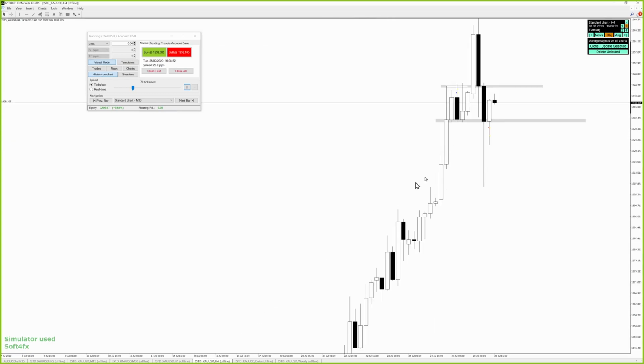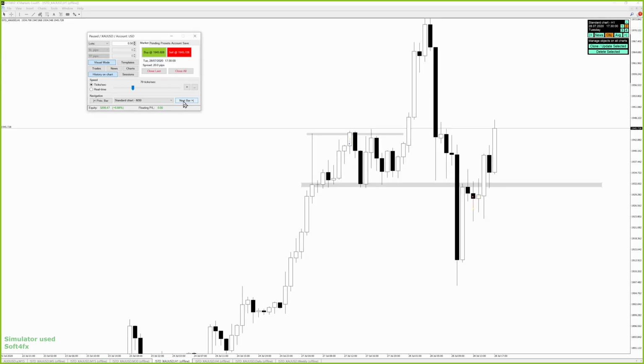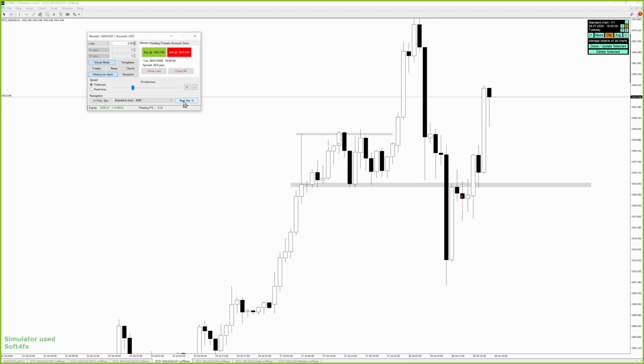So let's take a look on the 4 hour. 4 hour also rejected that area and came right back in the range. Perfect. Let's move on to the next session here. Let's see what happens here for the next hour. Oh wow, we continue moving up here. Okay, all right, let's move on to the next day.